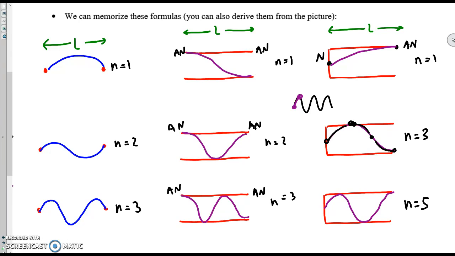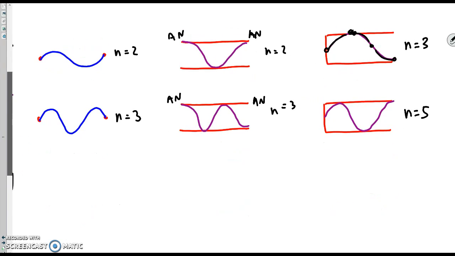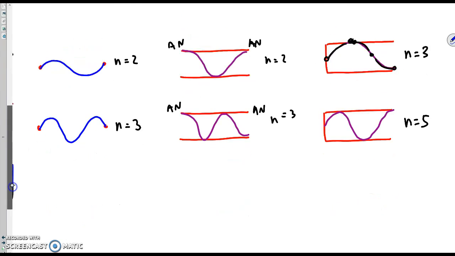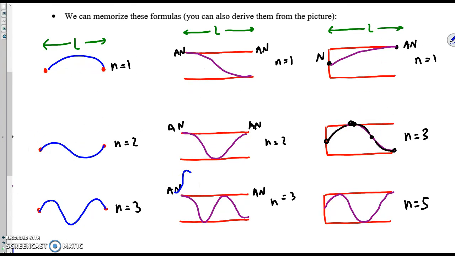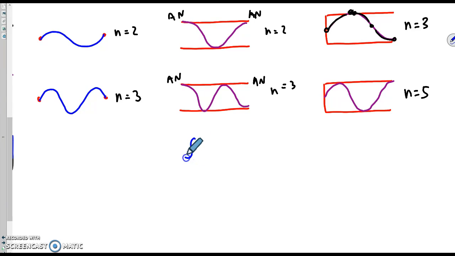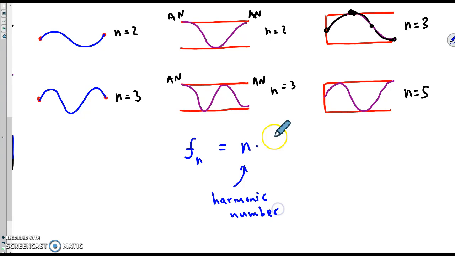This business of counting how much more frequent the subsequent waves are is really important. In fact, there's an equation that says the frequency of the nth wave is equal to that harmonic number times the frequency of the very first wave you can produce.